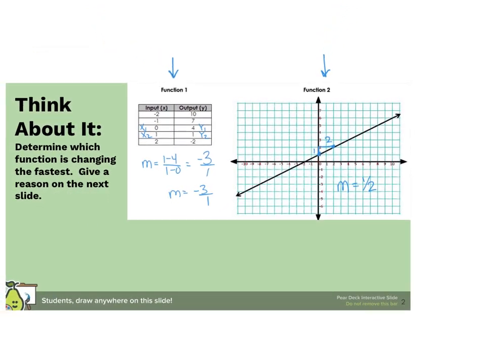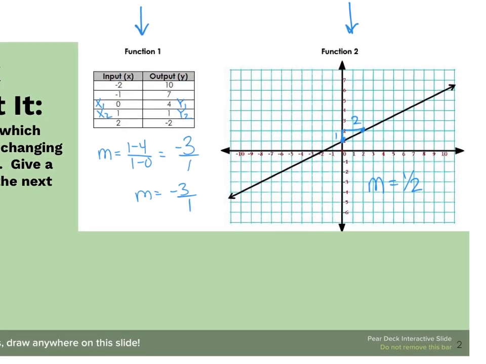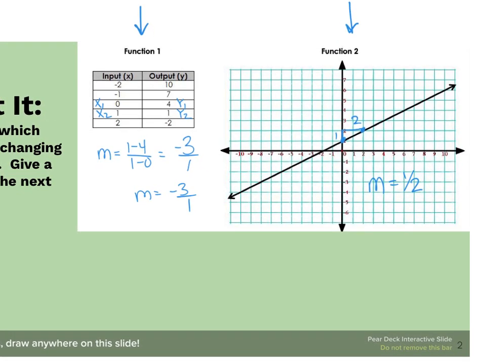The question said, which function is changing the fastest? So that means which slope is steeper, which slope has the greatest absolute value. So to answer the question, you're going to answer it on the second slide.